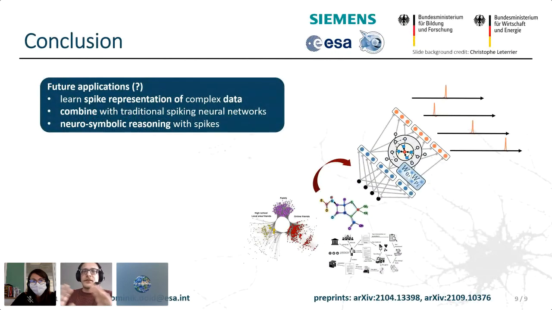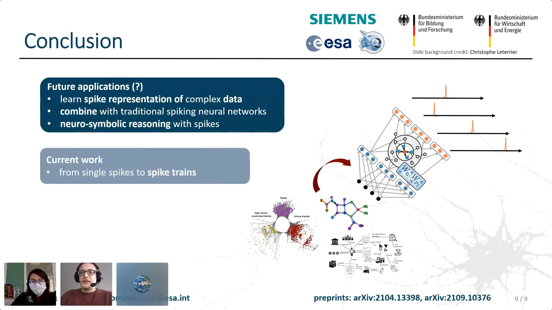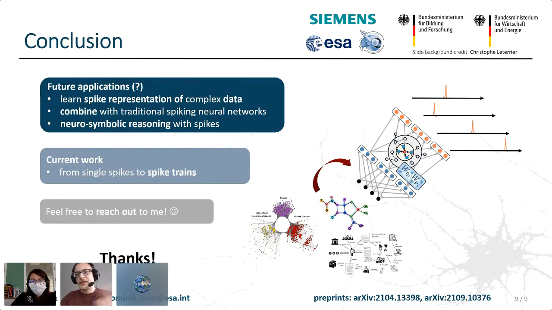So where do I see this going? I think this can be used to learn spike representations of various complex data structures, and we can then combine this with traditional spiking neural networks to do neurosymbolic reasoning with spikes, which I think is a very exciting topic and maybe future direction. Right now, I'm working on moving this from single spikes to spike trains. And if you have any questions or cool ideas how this could be combined with your work or anything else, please feel free to reach out.